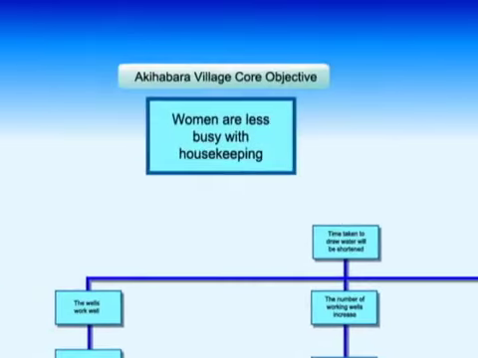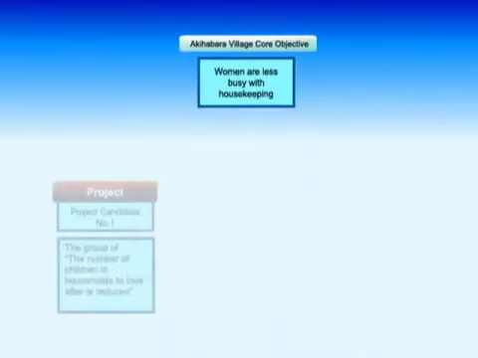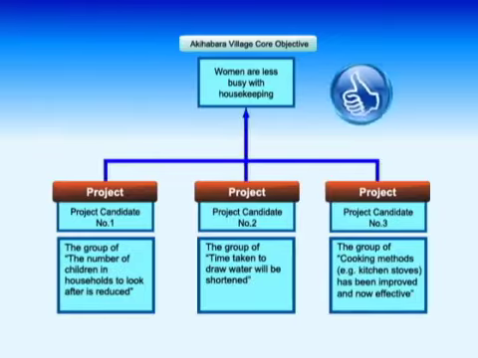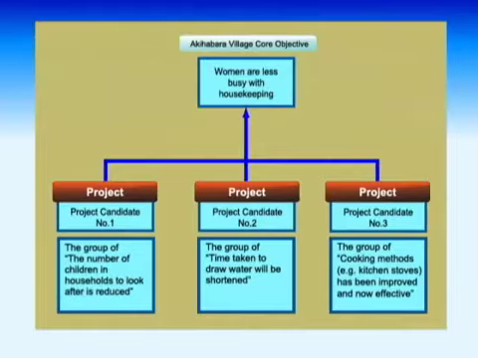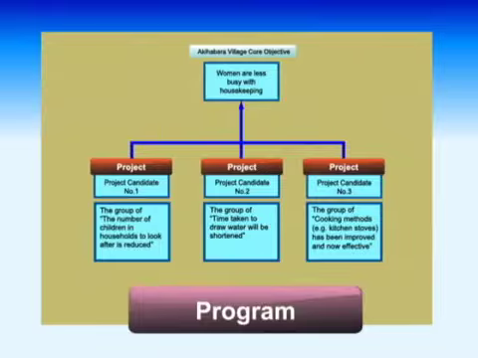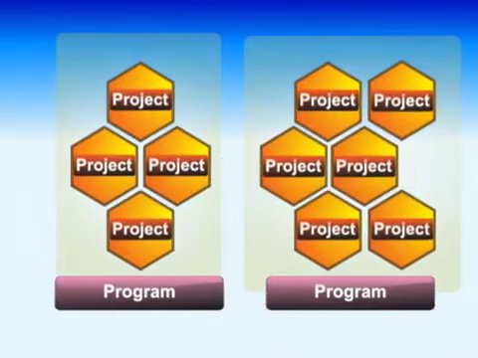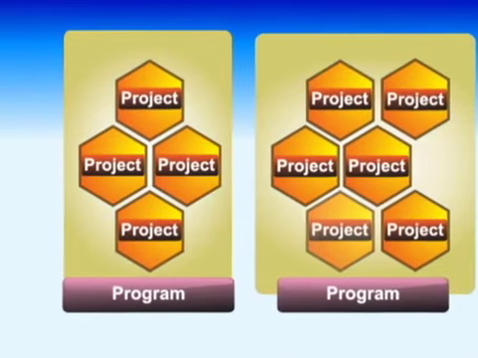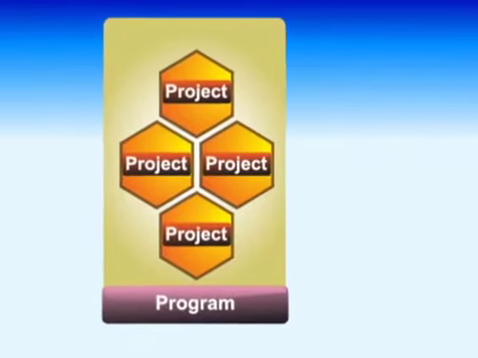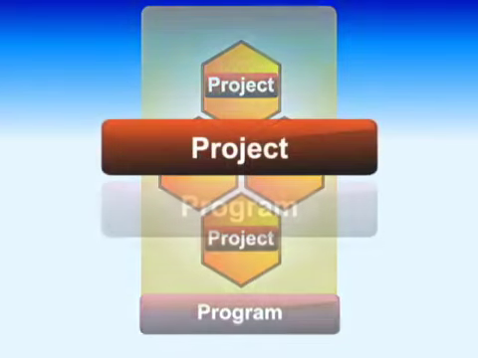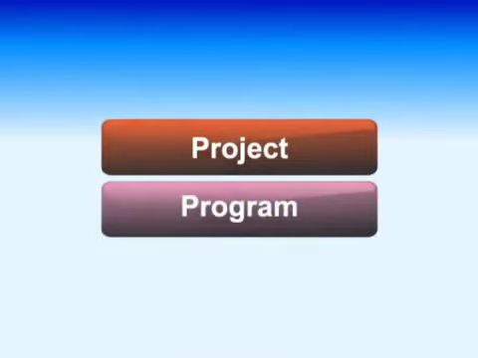However, you can understand that the core objective cannot be achieved unless all projects are implemented. To show all project candidates which are considered feasible to achieve the core objective together as a total package, such approach is called a program. In other words, a group of projects is a program. However, a program plan doesn't cover the detailed contents of each project.